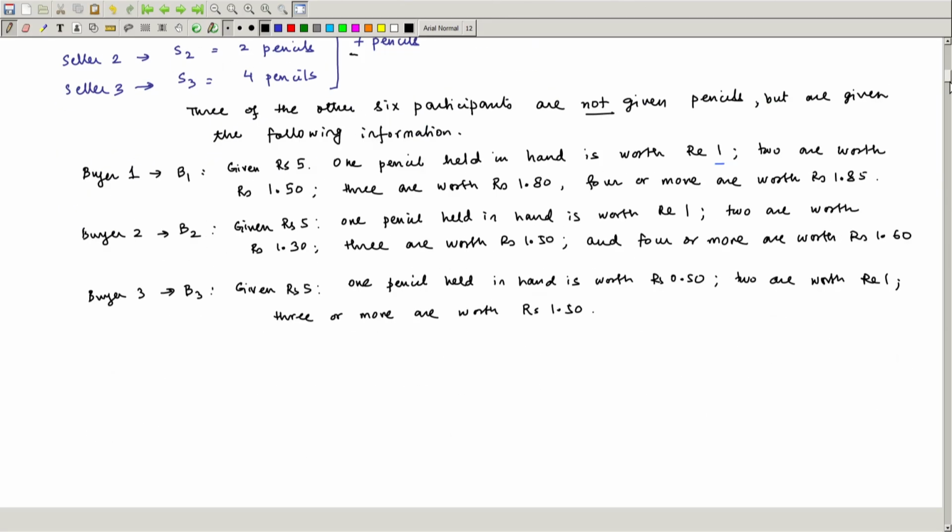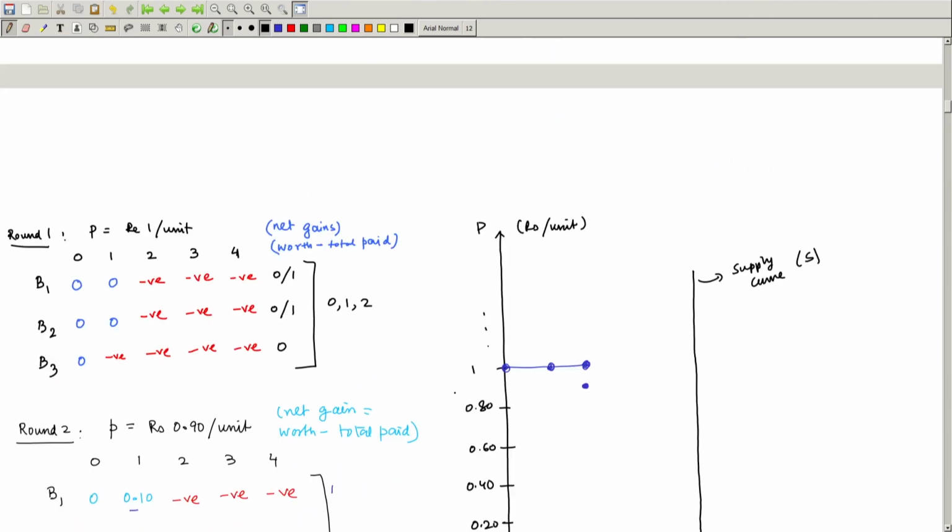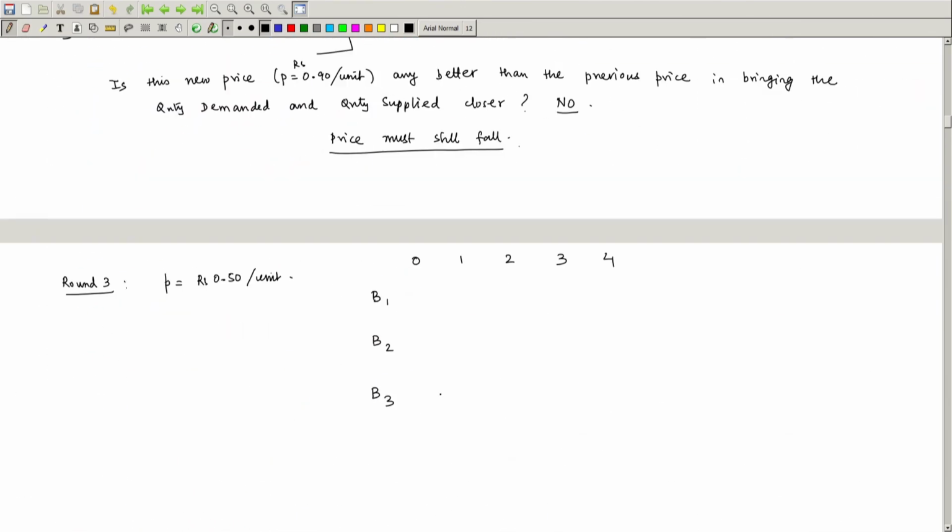So, let us make use of that information. So, I will add that this is 0. Buying 1 pencil gives me a net gain of 0.5. Buying 2 pencils also gives me a net gain of 0.5. Always recall, net gain is the worth minus the total paid. Okay. So, 2 pencils are worth 1.5. What I pay in total for 2 pencils is 2 times 0.5. So, my net gain is 0.5.